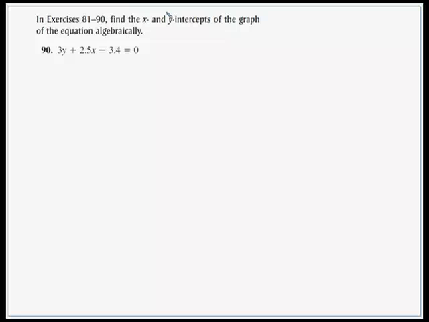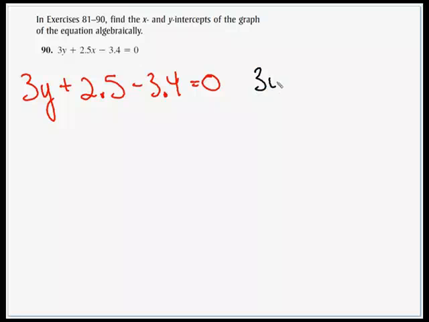In this one, we're going to find the x and y intercepts also algebraically. I just threw this one in here because it does have some decimals. But I'm going to write it twice. 3y plus 2.5x minus 3.4 is equal to 0. And I'm going to write the same equation, 3y plus 2.5x. I did forget my x over here. Why didn't you tell me? Minus 3.4 equals 0.